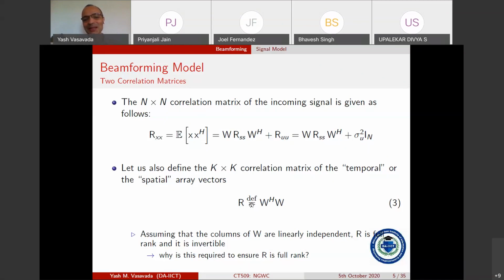So all that I want to understand is why this W Hermitian W ceases to have full rank when W has linearly independent columns. My question is about this matrix R and whether it is full rank or not full rank. And I'm saying that if W has linearly independent columns, then somehow this R starts having rank which is less than capital K.